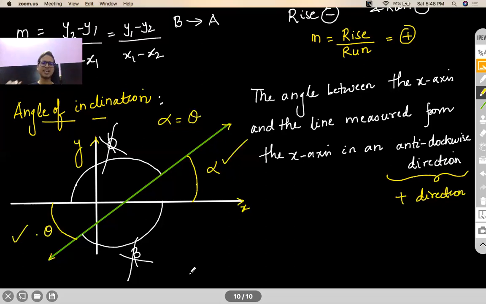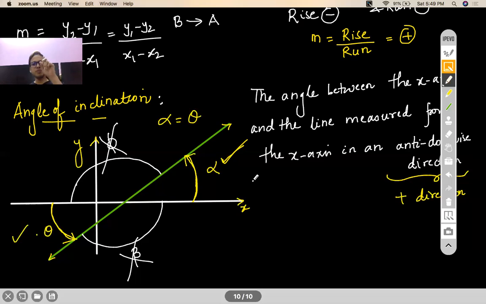So if you measure the angle between the line and the x-axis such that you are measuring it from the x-axis in an anti-clockwise direction, then that angle would be called the angle of inclination, which is satisfied by theta and alpha only, not phi and beta. Are you getting my point? So there can only be one angle of inclination. There cannot be two angles of inclination. Sorry, alpha and theta here both are the same value.